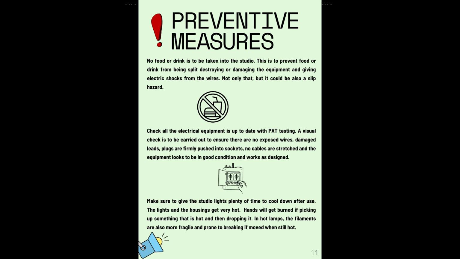The 11th one, no food or drinks is to be taken into the studio. This is to prevent food or drink from being spilled, destroying or damaging the equipment and giving electric shocks from the wires. Not only that, but it could also be a slip hazard. The 12th one, check all the electrical equipment is up to date with PAT testing. A visual check is to be carried out to ensure that there are no exposed wires, damaged LEDs, plugs are firmly pushed into sockets, no cables are stretched, and the equipment looks to be in good condition and works as designed.